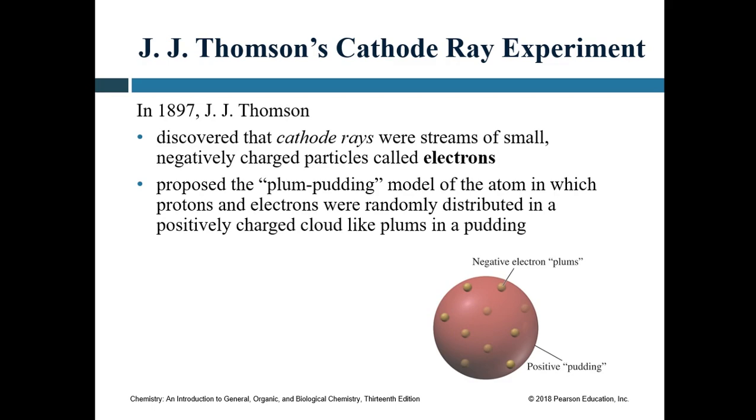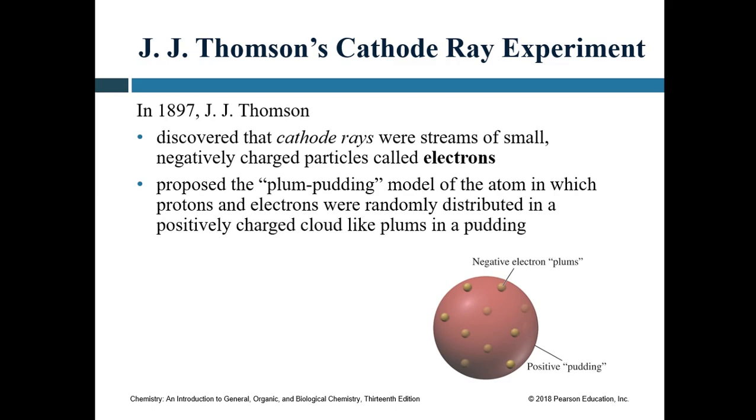He did propose the plum pudding model, which, by the way, was proven false. He proposed the plum pudding model of the atom, in which protons and electrons were randomly distributed in a cloud. That's proven wrong, but he first came up with that. And cathode rays, some of you may remember, a long time ago your TVs were large. They weren't the thin screen. They were called CRT, cathode ray tube. It was the cathode rays that would shoot to make our TVs.